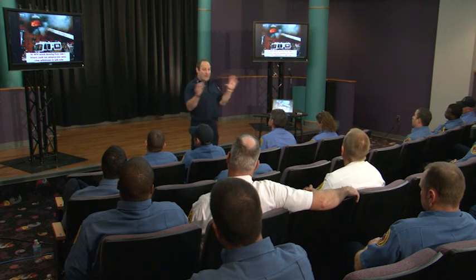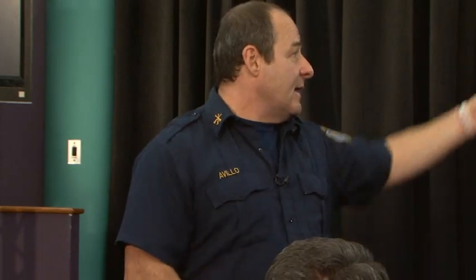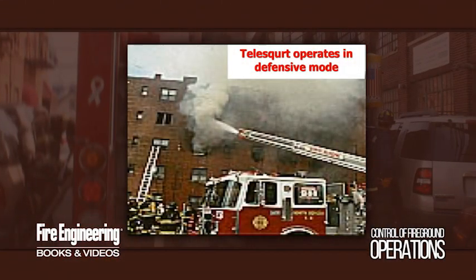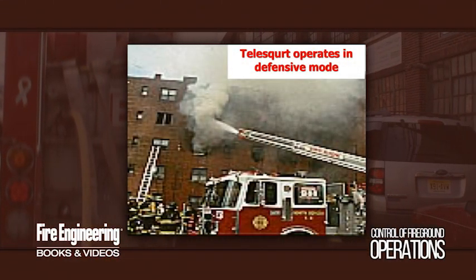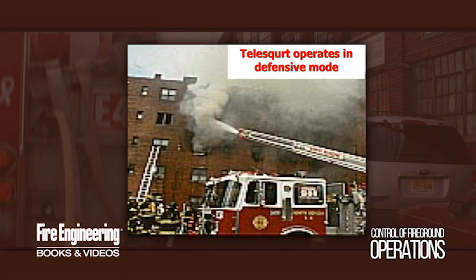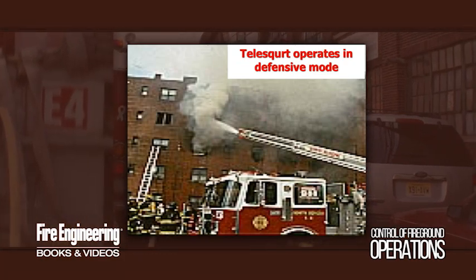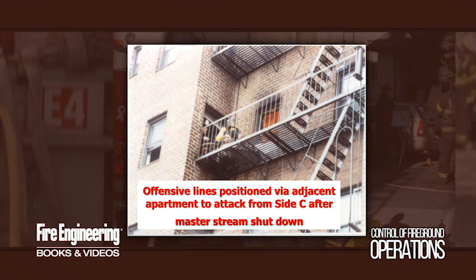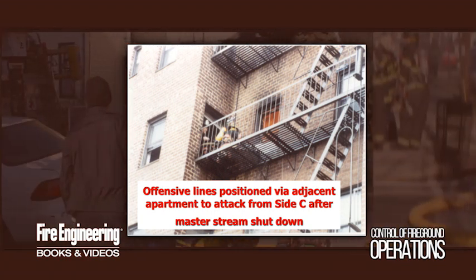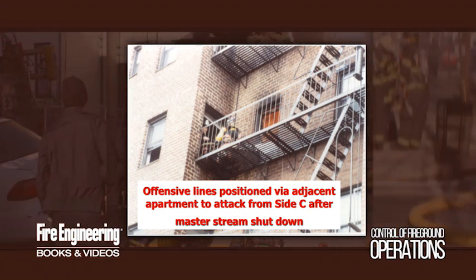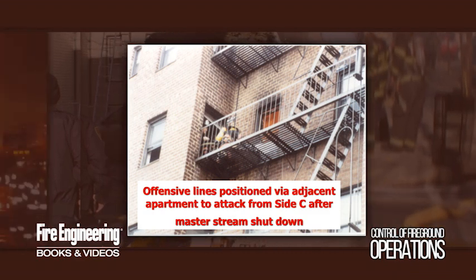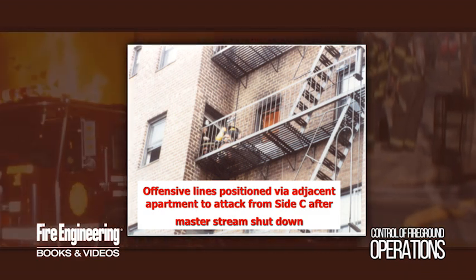Everybody was in a safe spot, and they opened up the telesquirt, operated in a defensive mode, right? But there was a lot of fire in the apartment. So what we did was we took a hand line, 2.5, and we went to the apartment next to it, and came out on a fire escape. Obviously, after the telesquirt was done and the fire was somewhat knocked down, we went back to an offensive mode but attacked from a different direction, right?